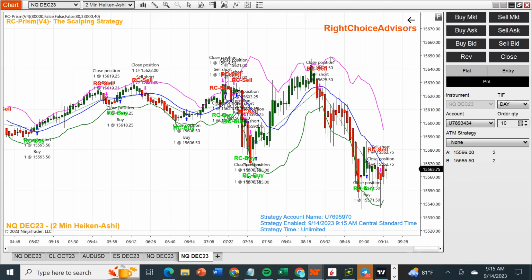Let's give it time. Whenever we enable it, it will take 2 or 3 bars and see whether the market is bullish or bearish. Based on that, it will take a direction.